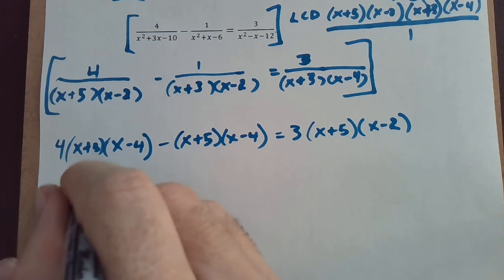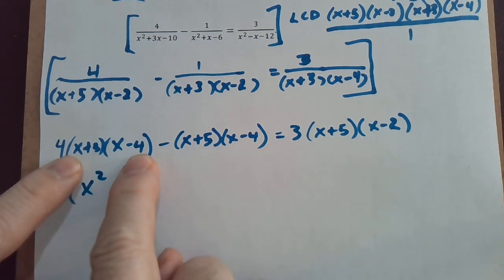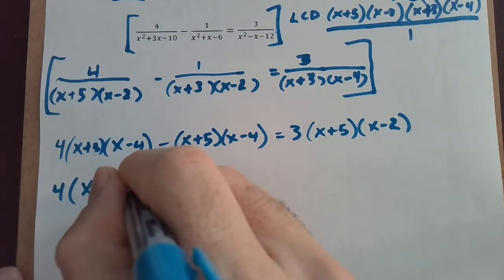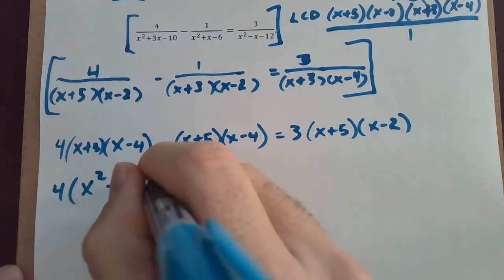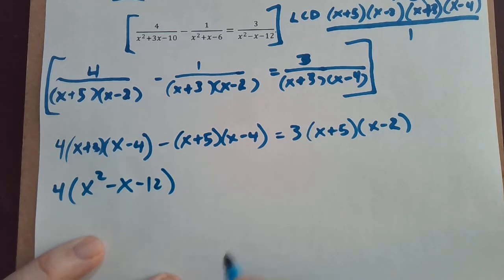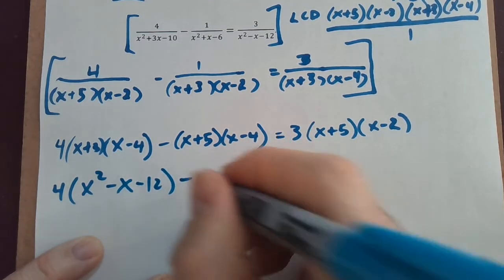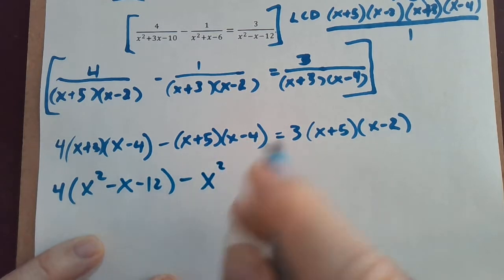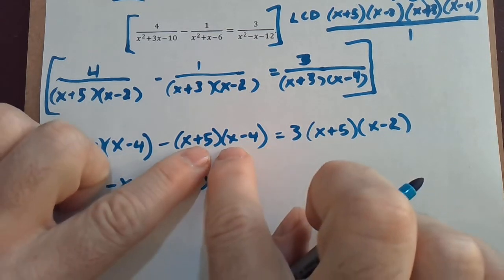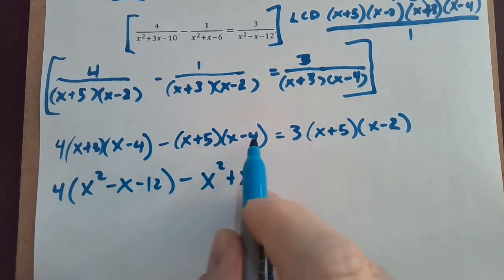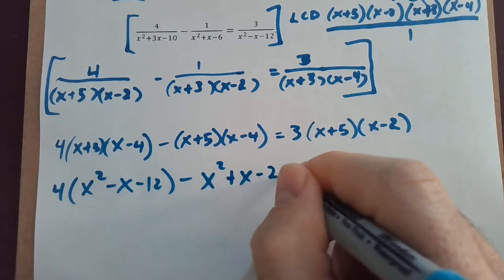So I would get an x squared minus 4x plus 3x. That's minus 1x minus 12. And then I FOIL out these two terms to get x squared, minus 4x plus 5x is plus x. 5 times negative 4 is minus 20.